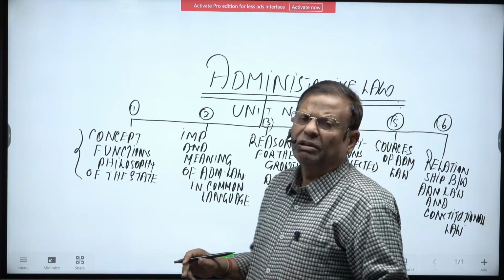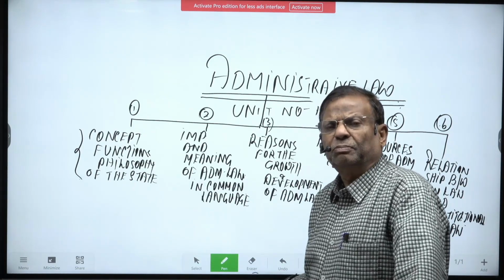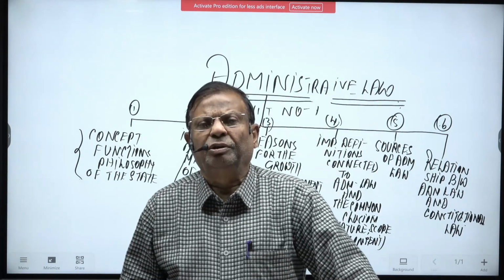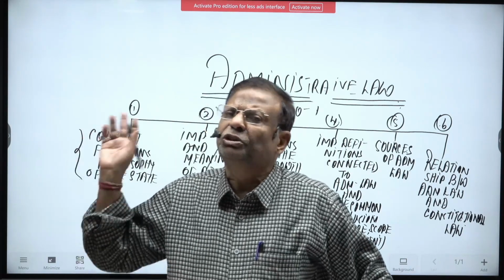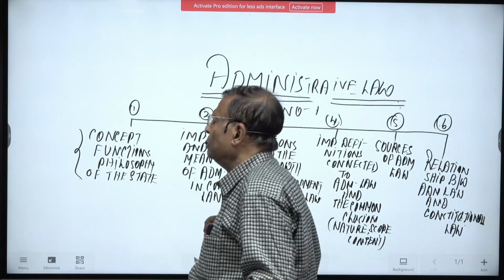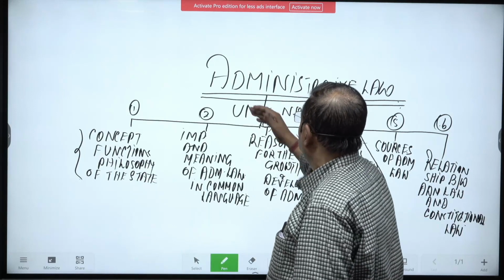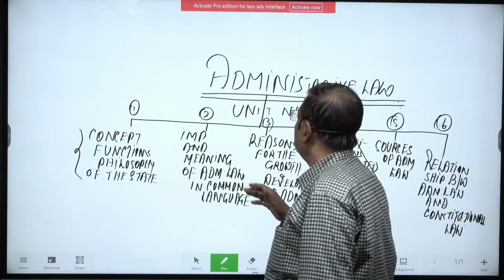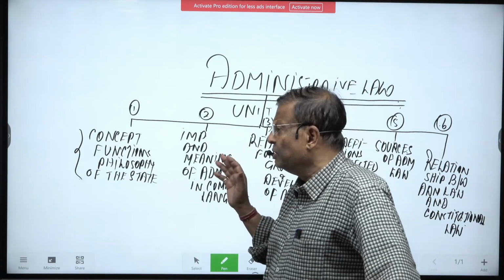Whenever you start with this subject matter of administrative law, of all the important units, the first is unit number 1. Please see the board once again. The heading is administrative law, then the subheading is unit number 1, and this unit number 1 is subdivided into 6 categories.